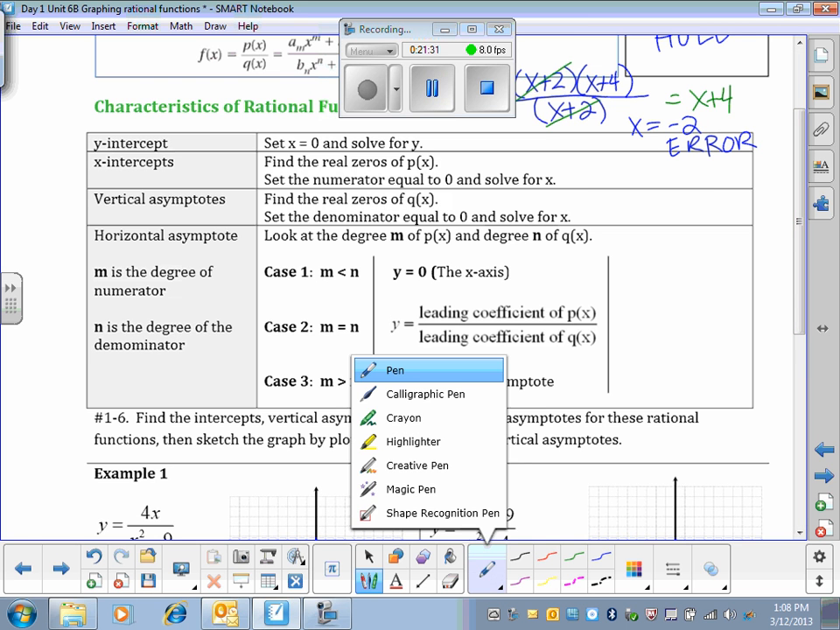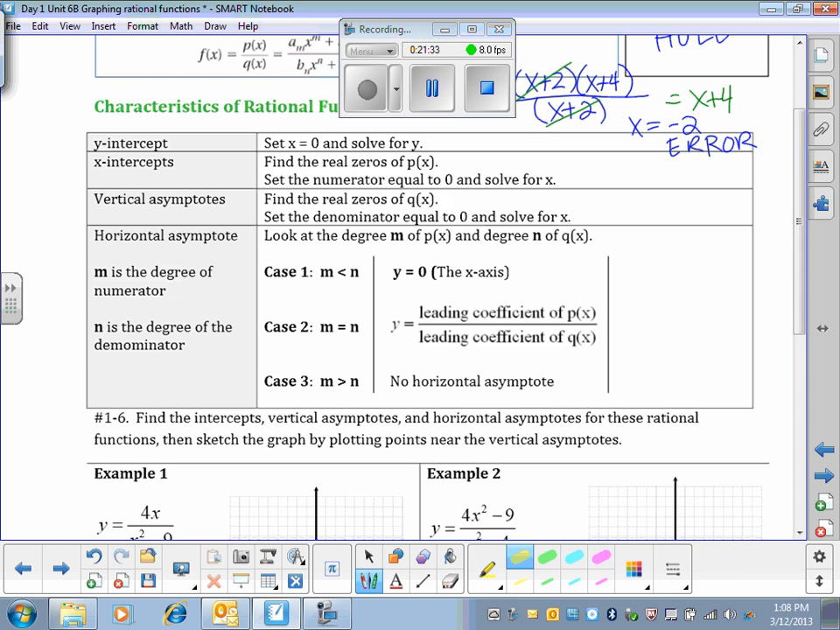For example, we've already done how to get the y-intercept. We do the y-intercept by setting x equal to 0 and solving for y. With the x-intercepts, it's a little different though.